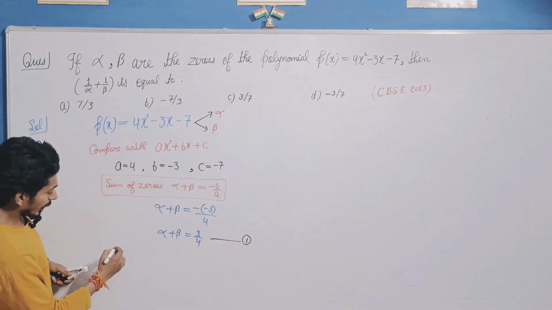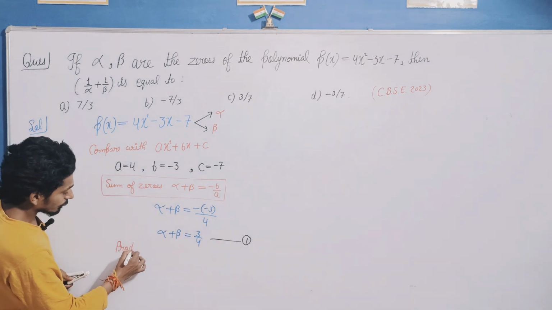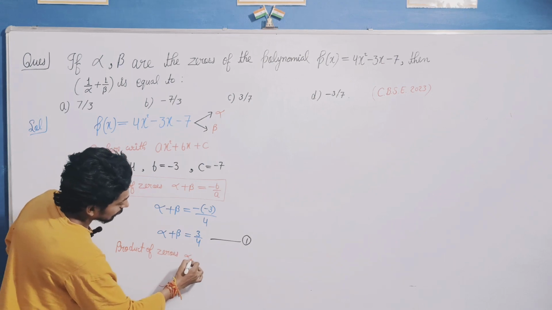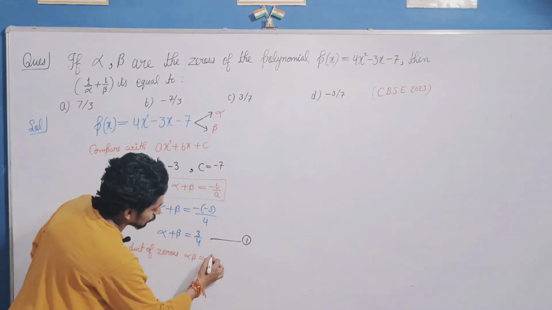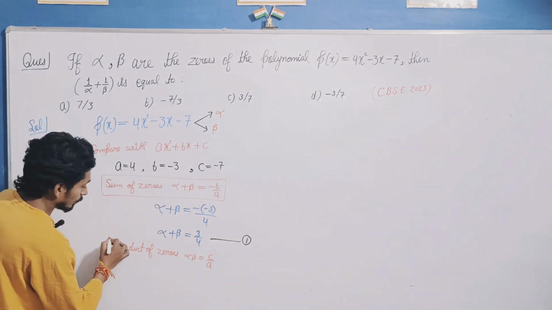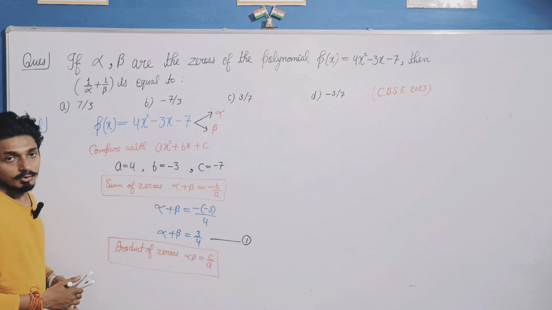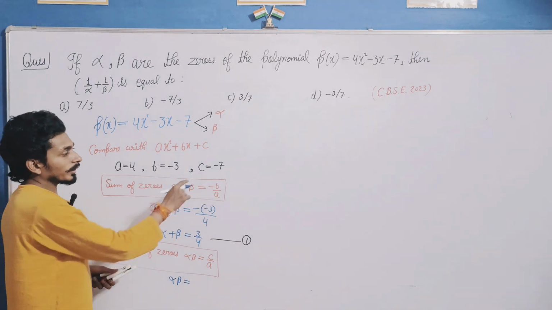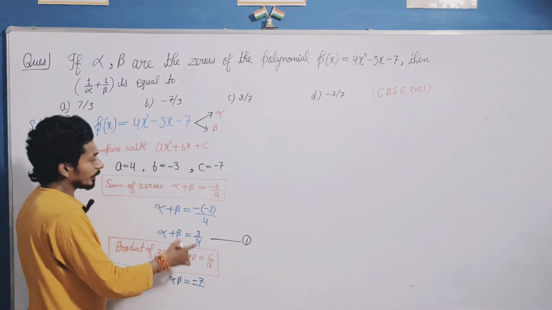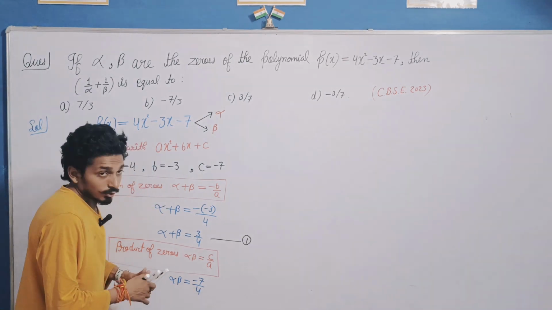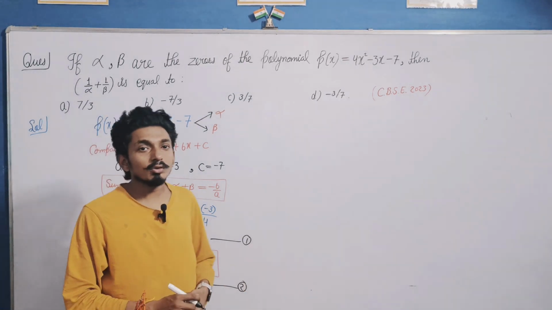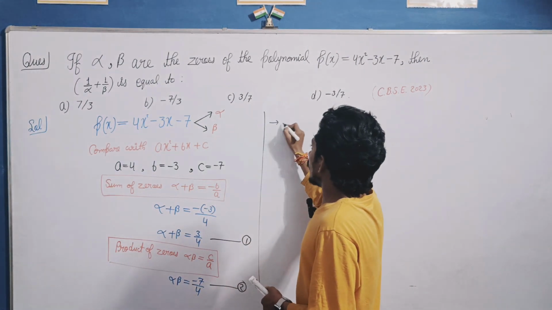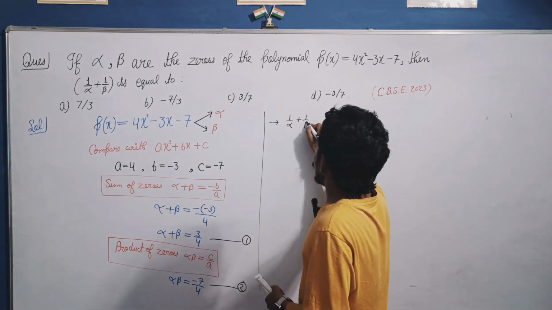After that we also know that the product of zeros, that is alpha beta, equals c upon a. So here we can write alpha into beta equals, and we put the value of c, that is minus 7, upon, and we put the value of a, that is 4. That is equation number second. Now we want to find the value of 1 upon alpha plus 1 upon beta.